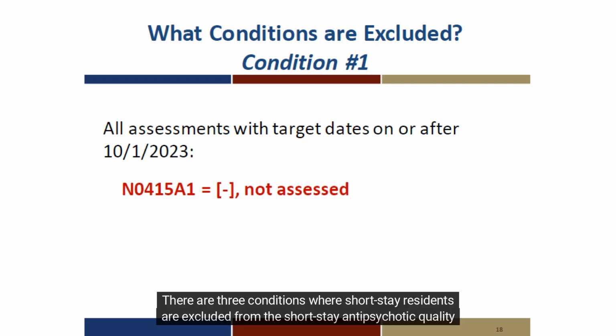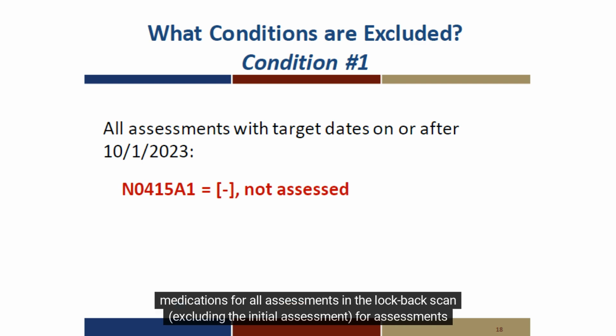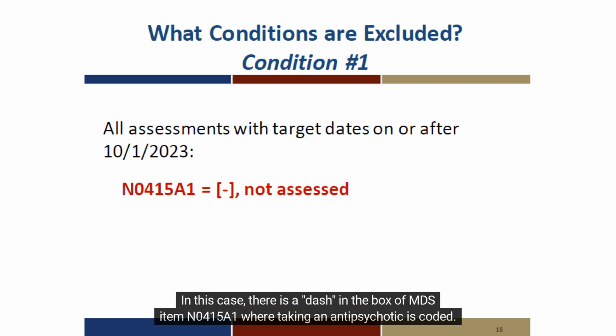There are 3 conditions where short-stay residents are excluded from the short-stay antipsychotic quality measure. The first condition is where the short-stay resident's MDS is coded as not being assessed for taking antipsychotic medications for all assessments in the look-back scan, excluding the initial assessment, for assessments with target dates on or after October 1st, 2023. In this case, there is a dash in the box of MDS item N0415A1 where taking an antipsychotic is coded.